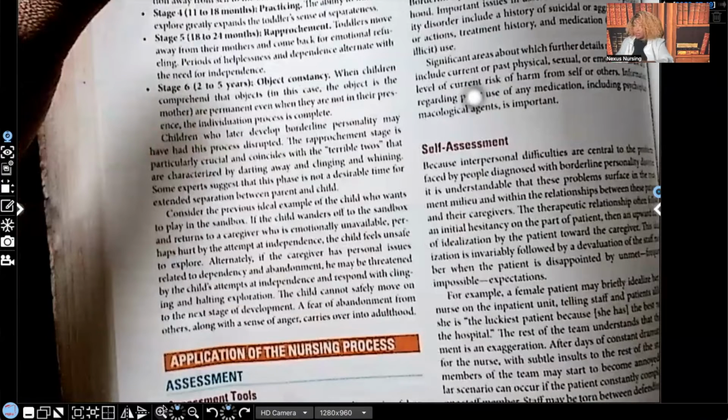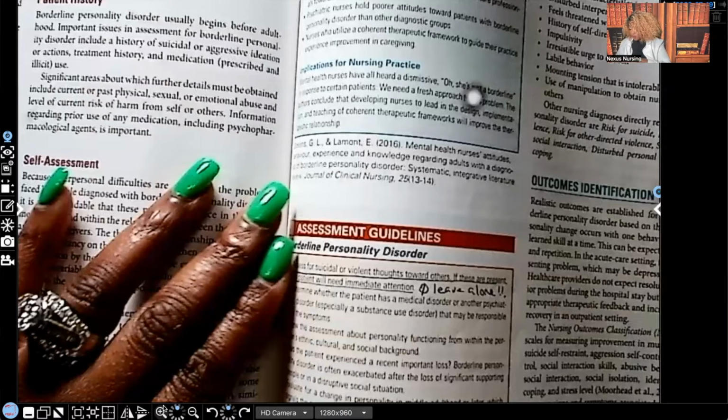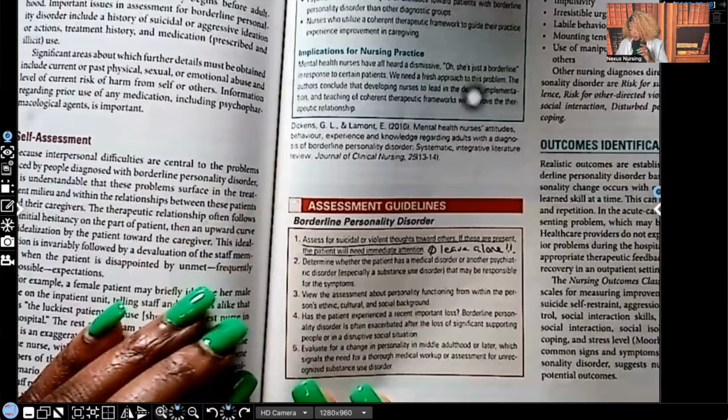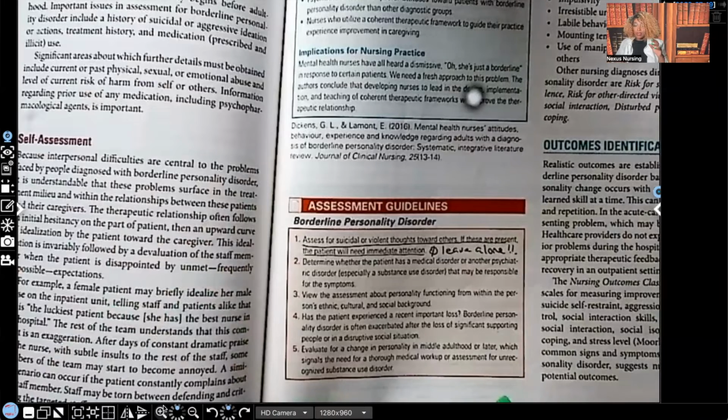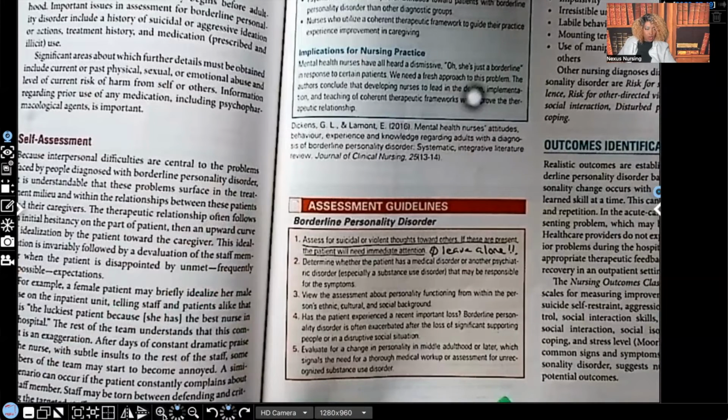Let's take a look at these assessment guidelines. There's a list of them. I'm going to go over the most important ones. You guys can read. Let me make this bigger for you. On your own, just pause it.